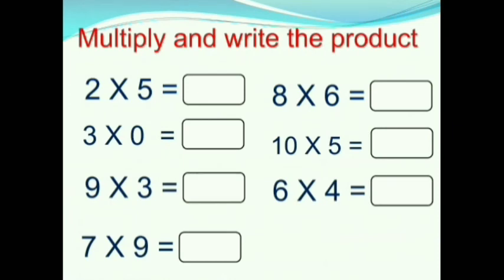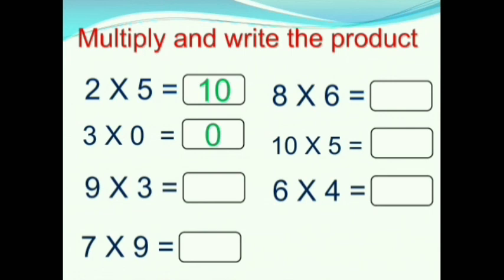Children, here we should multiply and find the product. See the first question. 2 into 5. What is 2 into 5? 2 5s are 10. So we will write 10. See the next question. 3 into 0. What is 3 into 0? Remember children, when any number is multiplied by 0, the product is always 0. So we will write 0.